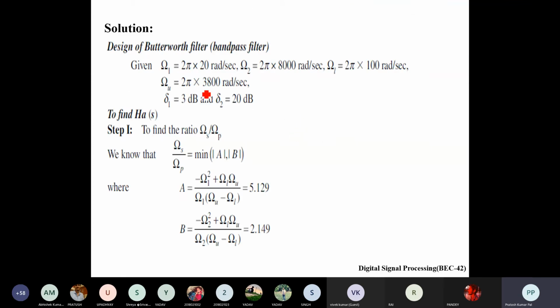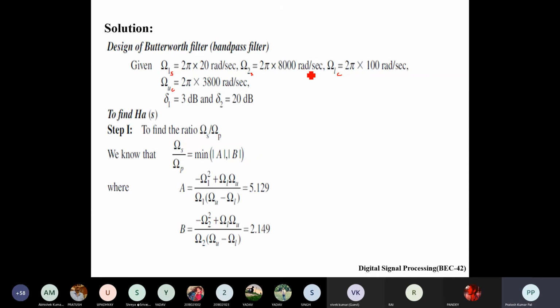We will be converting these hertz values into radians, because whatever omega value we take into consideration should be in terms of radian per second. So omega 1 and omega 2 we will find, then omega L and omega U. These are the cutoff frequencies on the lower side and upper side, and these are the stop band frequencies, 1 and 2 we call them.